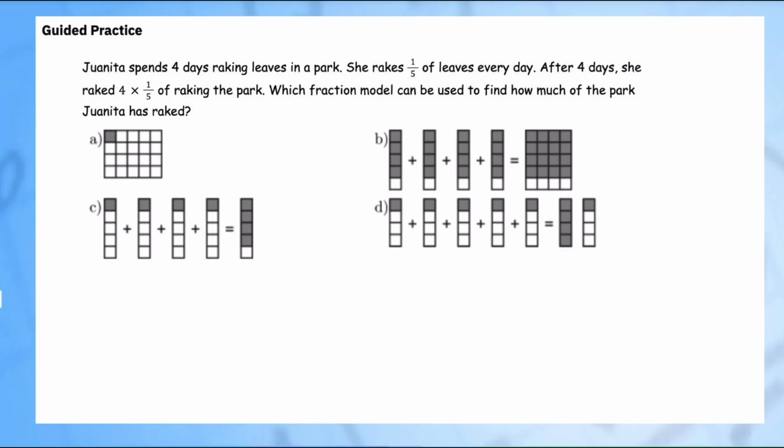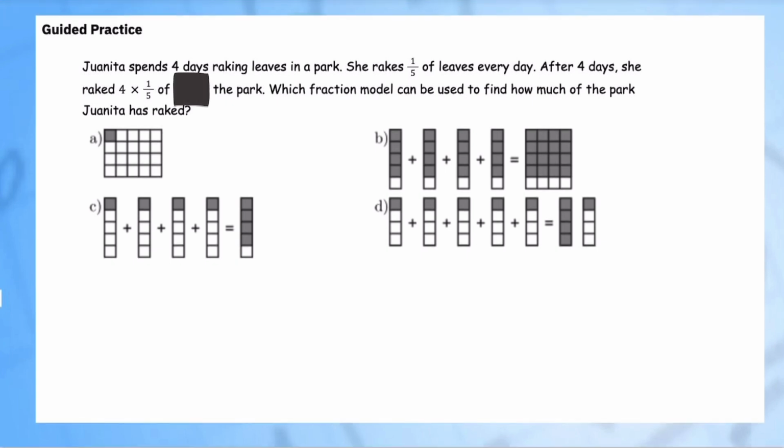I love multiplying with fractions. So here's one for you to work out. Juanita spends 4 days raking leaves in the park. She rakes 1/5 of the leaves every day. After 4 days, she raked 4 times 1/5 of the park. Which fraction model can be used to find how much of the park Juanita has raked? Okay, so think about this for a minute. Let's hit pause and I'll show you the answer in 5 seconds. All right, let's show the answer. I did notice that little typo. It was weird. She raked 4 times 1/5 of the park.